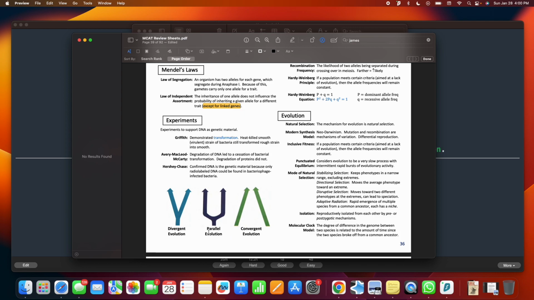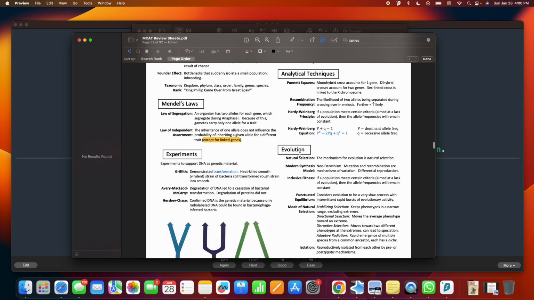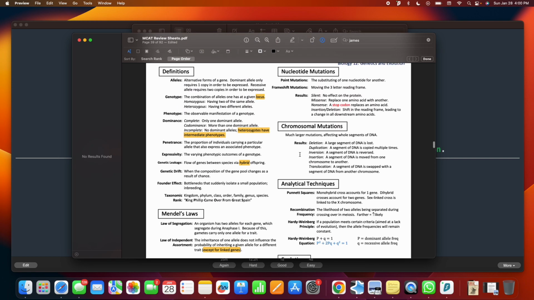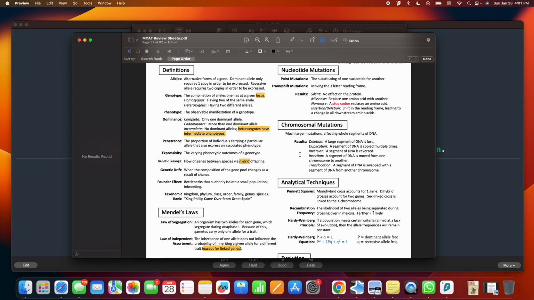Now we'll come to evolution in a moment, but here we can see that we have divergent evolution, parallel evolution, and convergent evolution. Now, for mutations, we have the nucleotide and chromosomal mutation. For nucleotide, we have point mutation, which is substituting one nucleotide for another. So A for C, maybe, or T, whatever. And we have frameshift mutations, moving the three-letter reading frame.